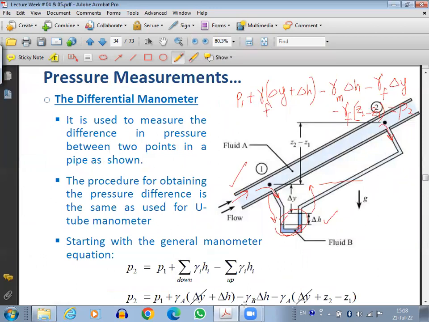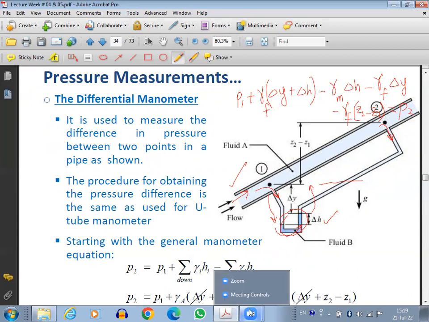So you can see here P1 plus gamma A; they have said this is fluid A, this is fluid B. So gamma A into del Y plus del H, minus gamma B del H, minus gamma A del Y. They have just combined these two together: del Y plus Z2 minus Z1. This thing is equal to P2. So you can generate the equation for the differential manometer correspondingly.